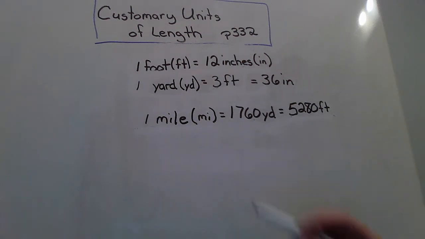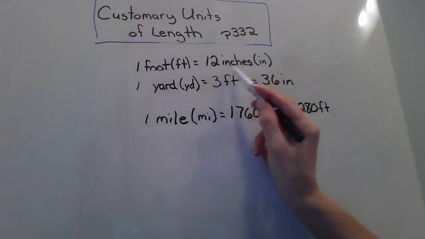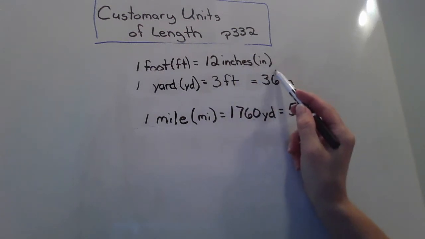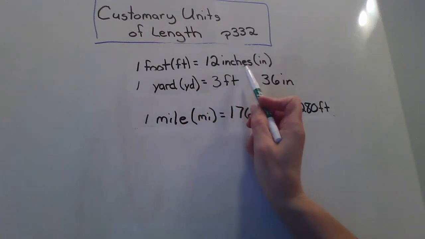So we're going to be dealing with 1 foot, also known as FT would be the abbreviation, equals 12 inches, or IN for the abbreviation for inches. A lot of you know this and you remember this, and some of us forget that 12 inches is 1 foot. So that's why we're reviewing it this year. 1 foot is the same as 12 inches.